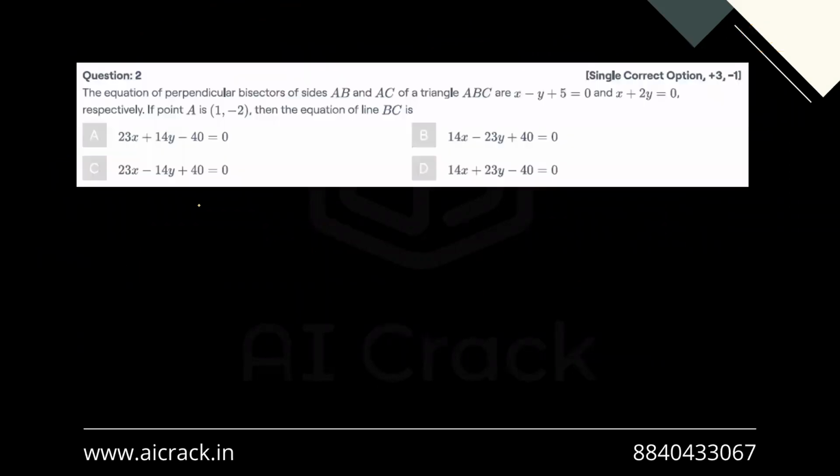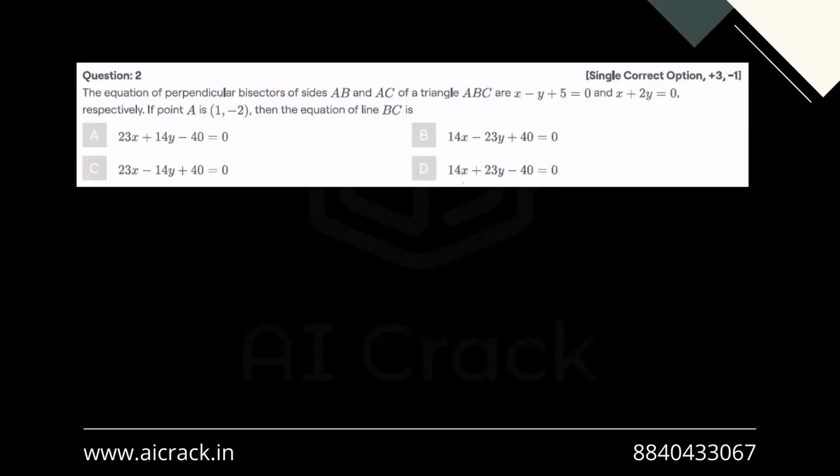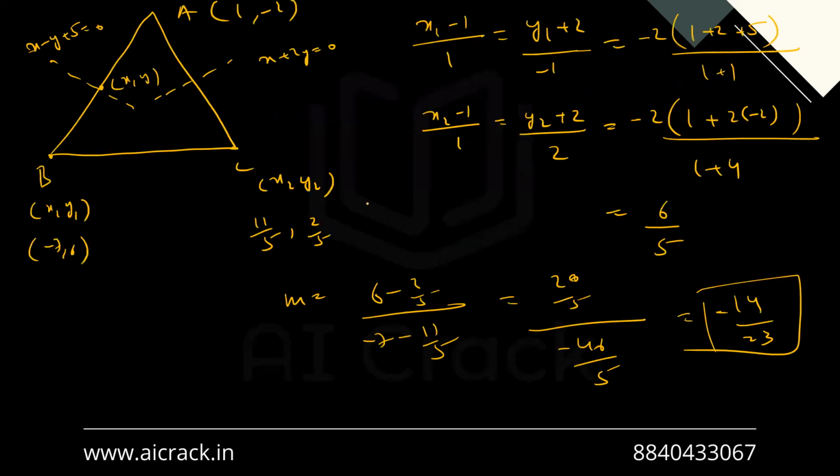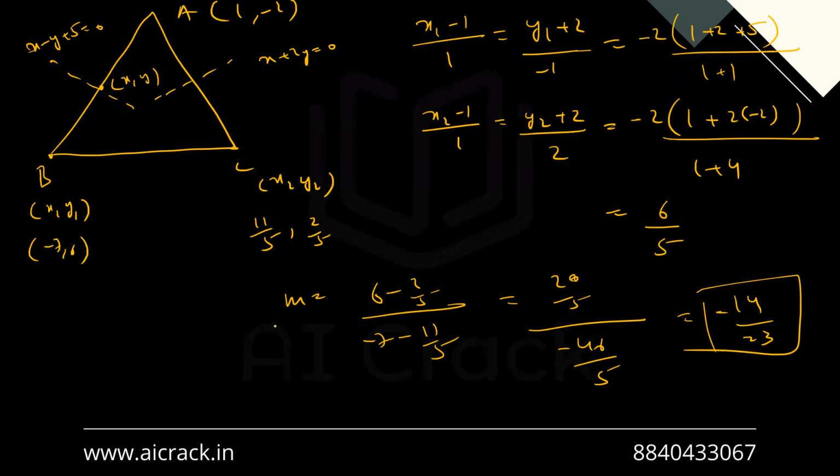Now, if you look at the options, there is just one option with the slope minus 14 by 23. So that's the B option. We find out the slope by minus times coefficient of x divided by coefficient of y. So only in case of D, we are getting this kind of option. In all the other cases, we are not getting this kind of option, right? So even without calculating the actual equation of BC, you can mark the answer. You have to remember to look for these kinds of tricks in such questions, because this becomes quite a lengthy one. Okay.